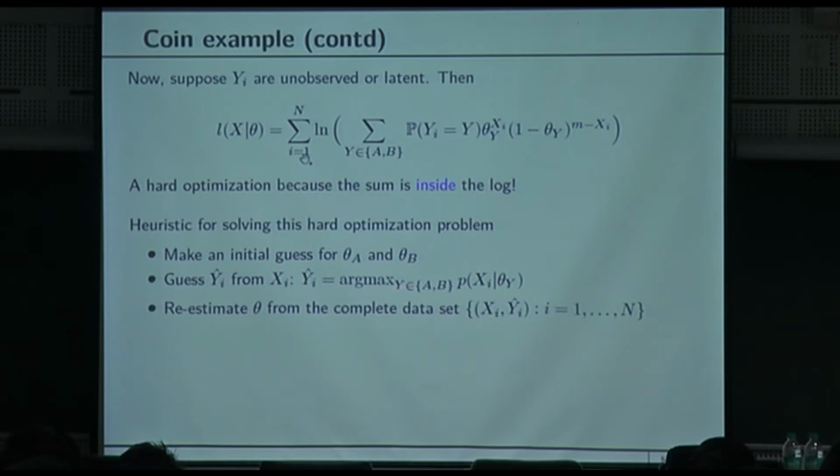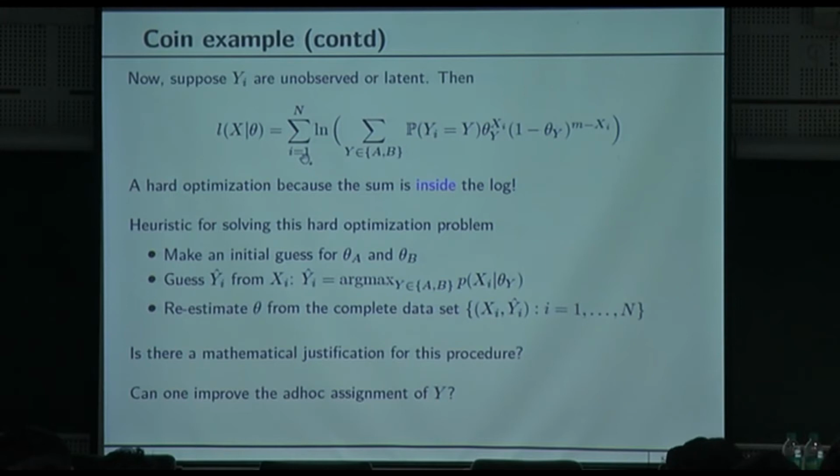Based on those initial guesses, I can decide for each of those experiments xi whether it came from coin 1 or coin 2. Was it coin A or coin B? I can make a guess. So once I make the guess, I now complete the data. For every coin toss, I also put my guess of which coin it came from. Once I have that, I can compute a new value of theta A and theta B, and I can reiterate this. I can keep on going.